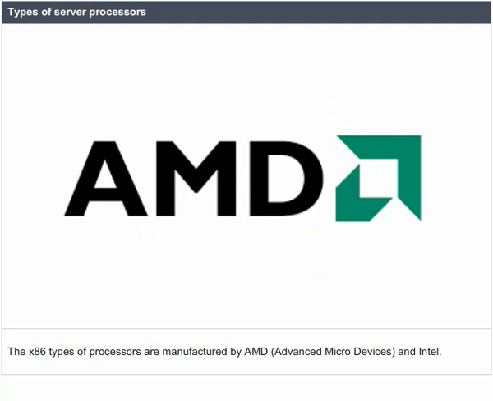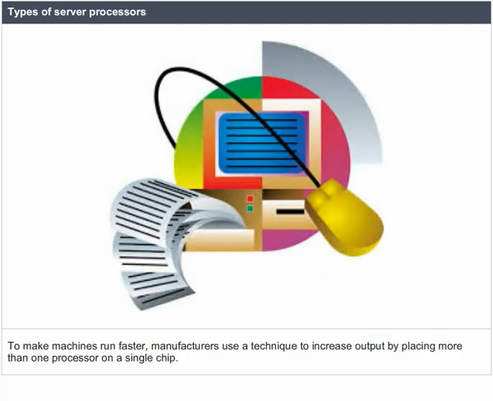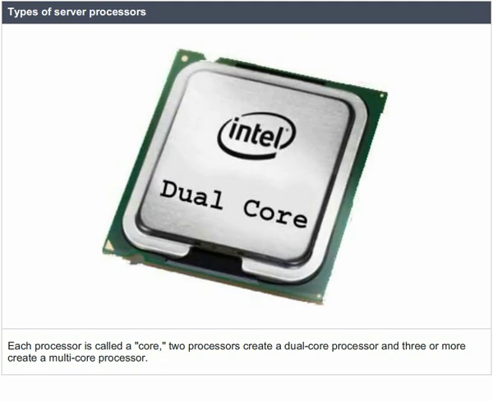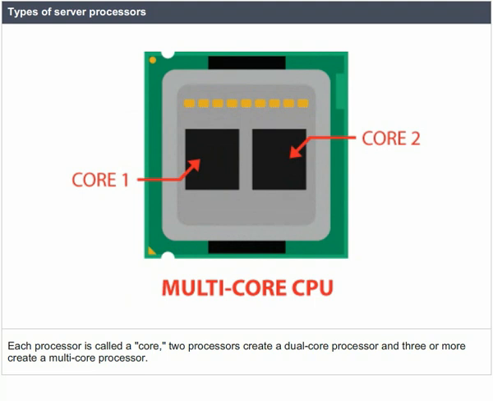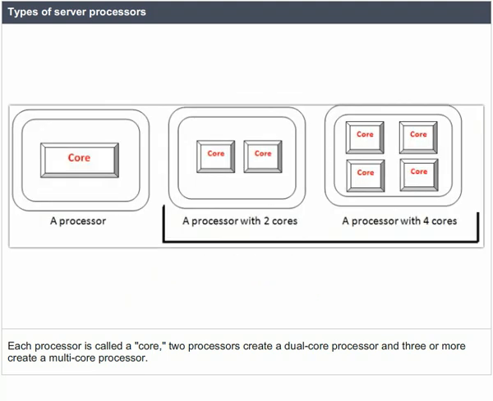To make machines run faster, manufacturers use a technique to increase output by placing more than one processor on a single chip. Each processor is called a core. Two processors create a dual-core processor, and three or more create a multi-core processor.